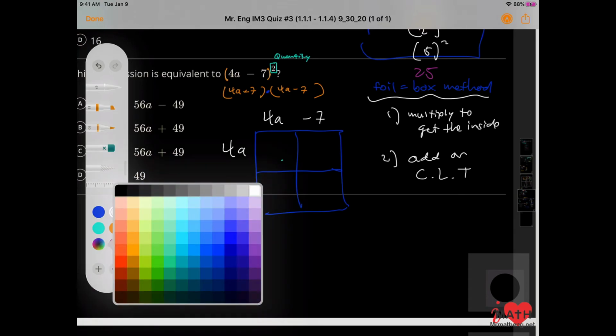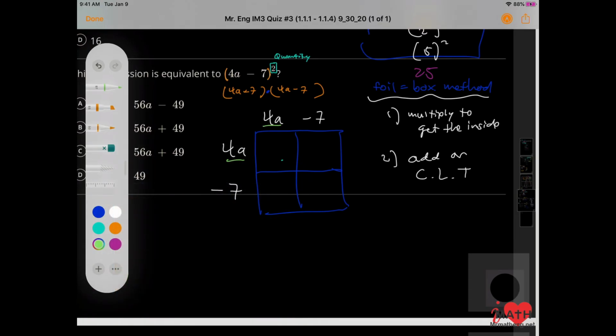Let's do this together. 4a times 4a is 16a squared. Why? Because 4 times 4 equals 16, and a times a is a squared. 4a times negative 7 is negative 28a. 4a times negative 7 is negative 28a. Negative 7 times negative 7 is positive 49.